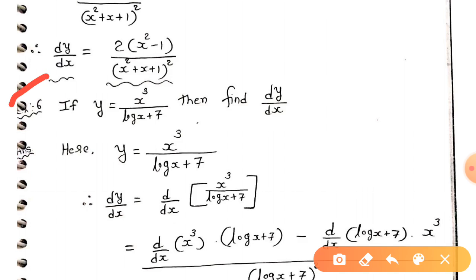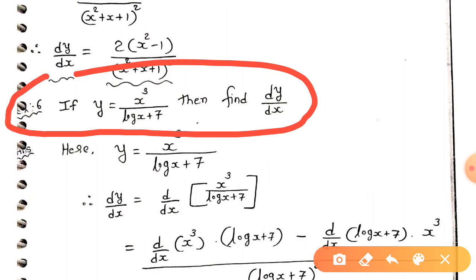Now we think about example number 6. You have to do it as your homework. So let me explain some basic fundamentals regarding this formula. Here in the numerator, x cube is given, in the denominator there is log x plus 7. We can say that in the denominator log x plus 7 is given. I will give you some tricks to solve the example.